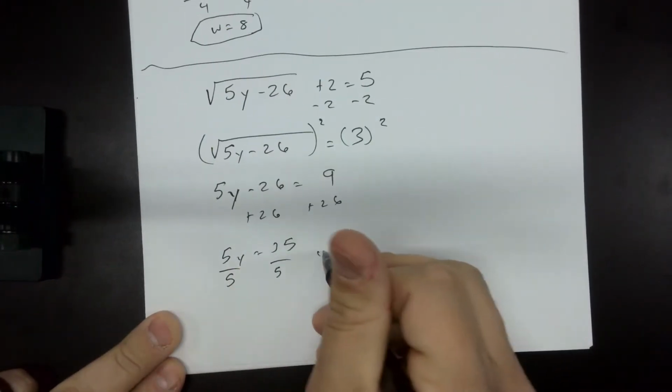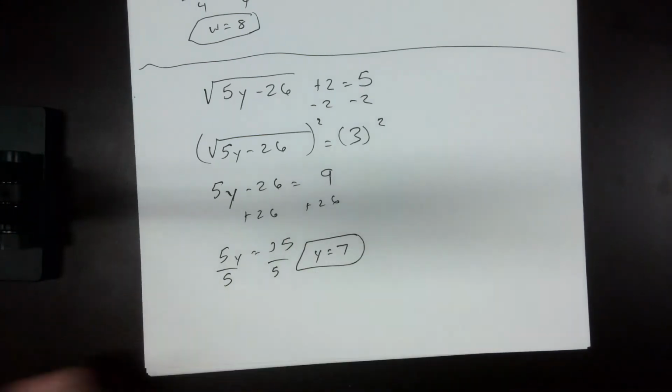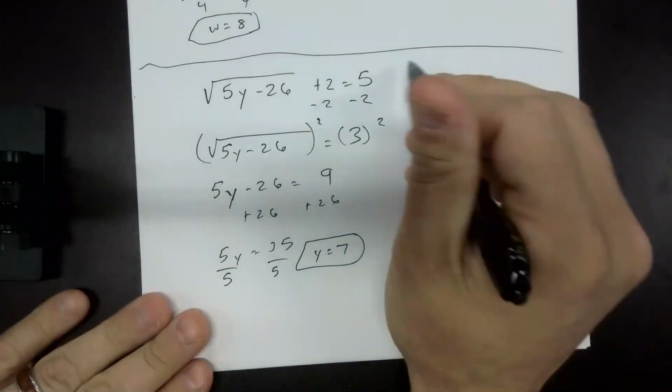Perfect. So y is going to equal 7. Who got it right? Raise your hand. Okay, now these can look as easy as this. I've seen these problems before.